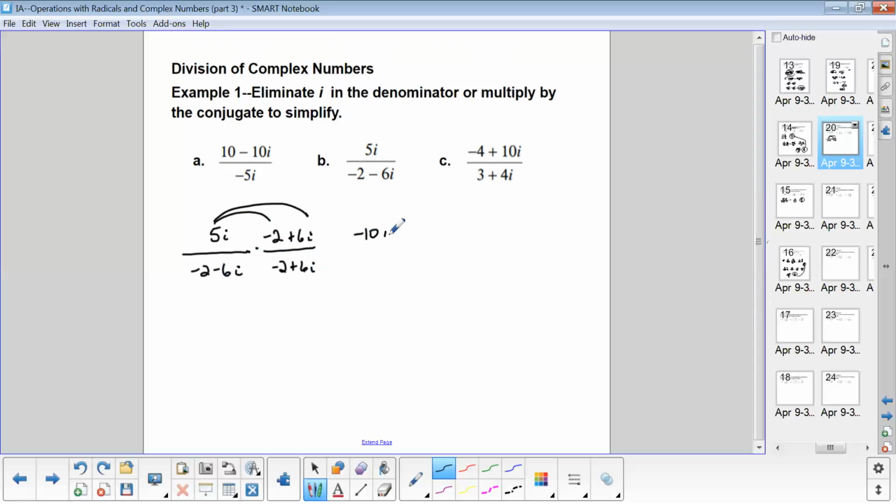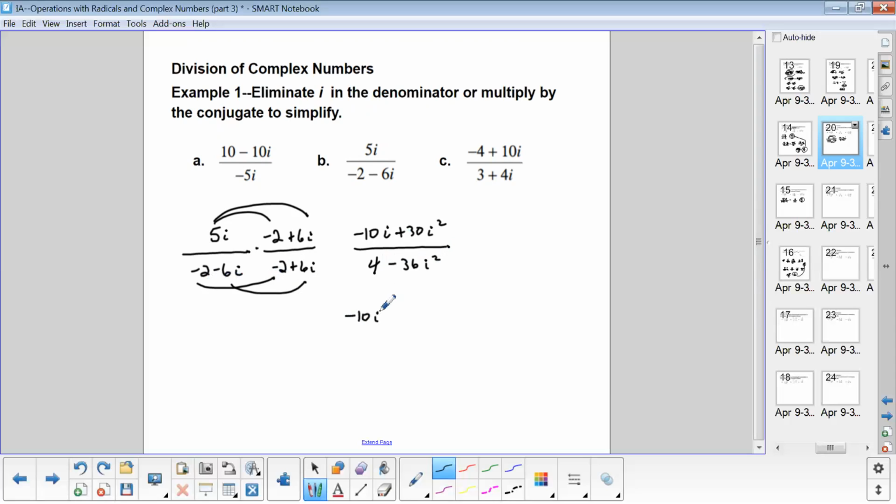So that'll give you negative 10I plus 30I squared, all divided by, well, remember when you're multiplying the conjugate, you're going to multiply first terms, you get 4, negative 2 times negative 2. You know the other two terms are going to cancel out, so it's the last two and the first two that really matter. So negative 6I and a negative 6I would be negative 36I squared. And then what do we notice is going to happen here? Well, I squared would be negative 1.